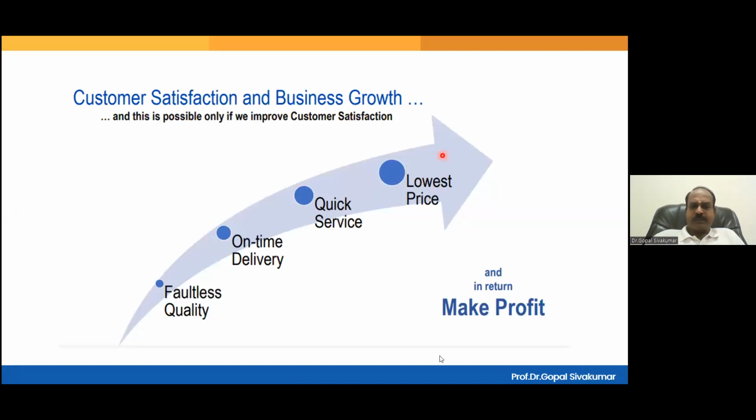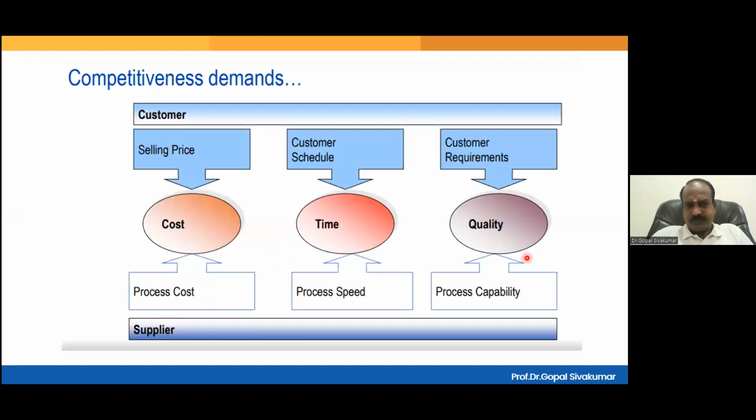Now, in any business, customer satisfaction is important to the growth. So faultless quality, on-time delivery, quick service, and lowest price. These are customer requirements. While meeting these requirements, the organization should remain profitable. And in order to make it happen, what should I do?